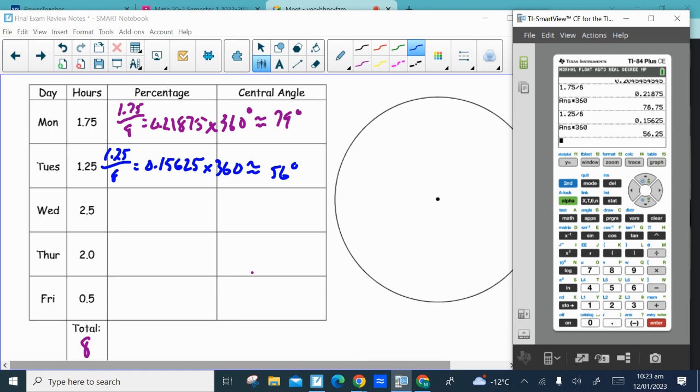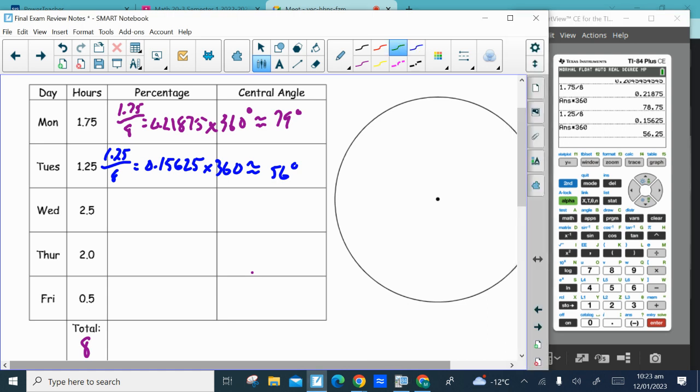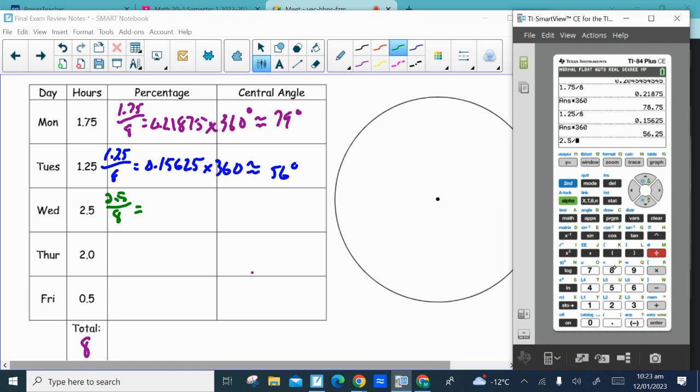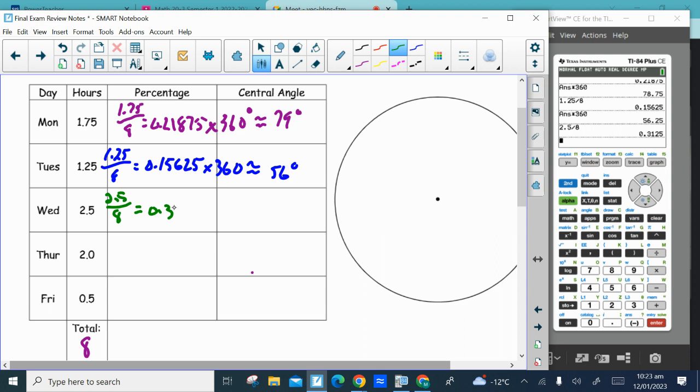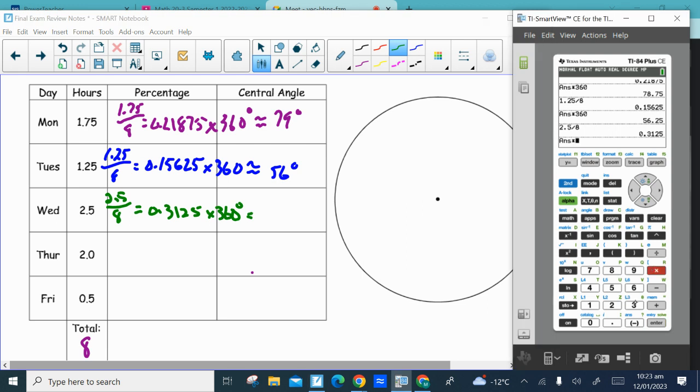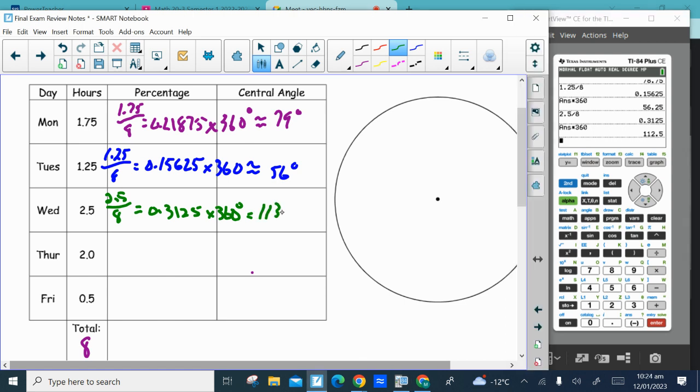Okay, so for the next one, 2.5 hours of homework on Wednesday, or 2.5 out of a total of 8, gives us 0.3125. 31.25% of the week was spent on homework on Wednesday. Again, we'll take that and multiply by 360 degrees to see how big the piece of pie would be for Wednesday's homework. 112.5, or approximately 113 degrees.